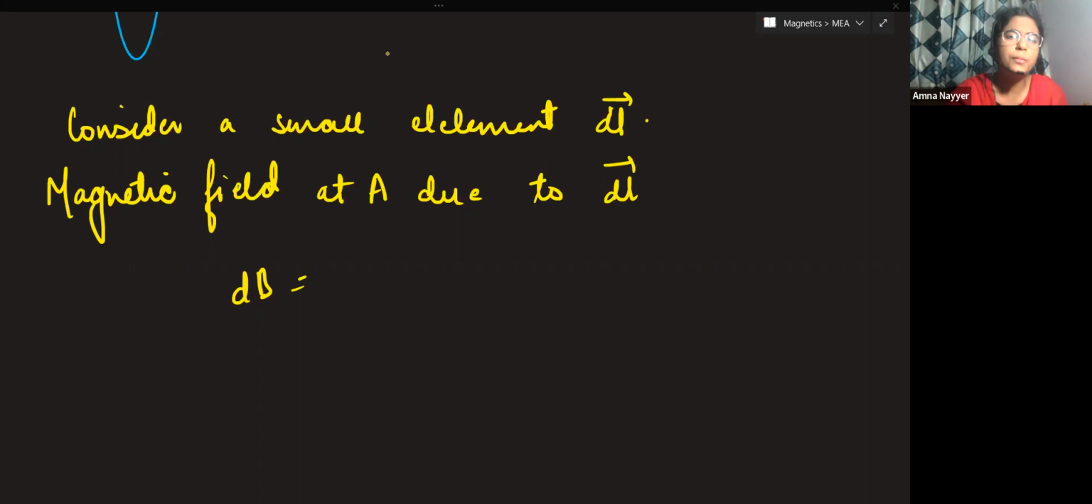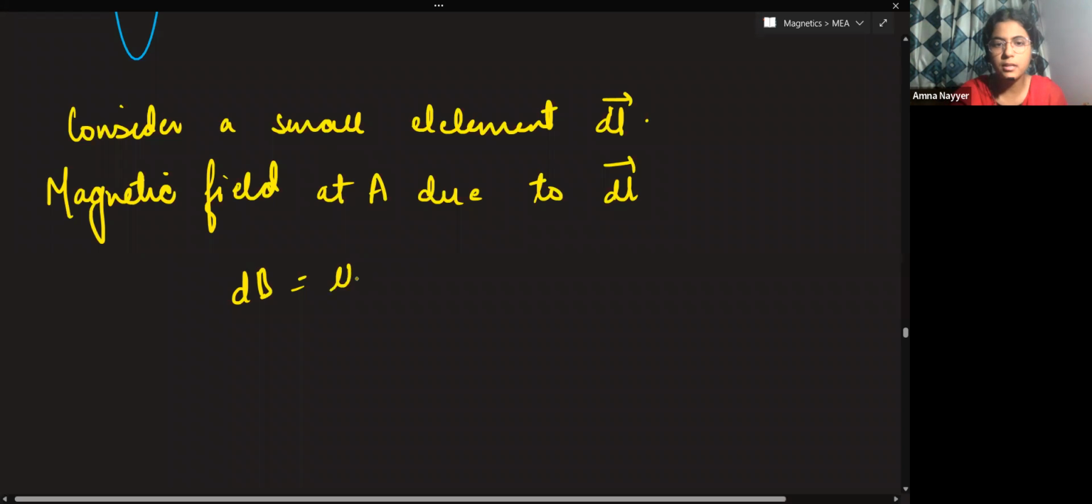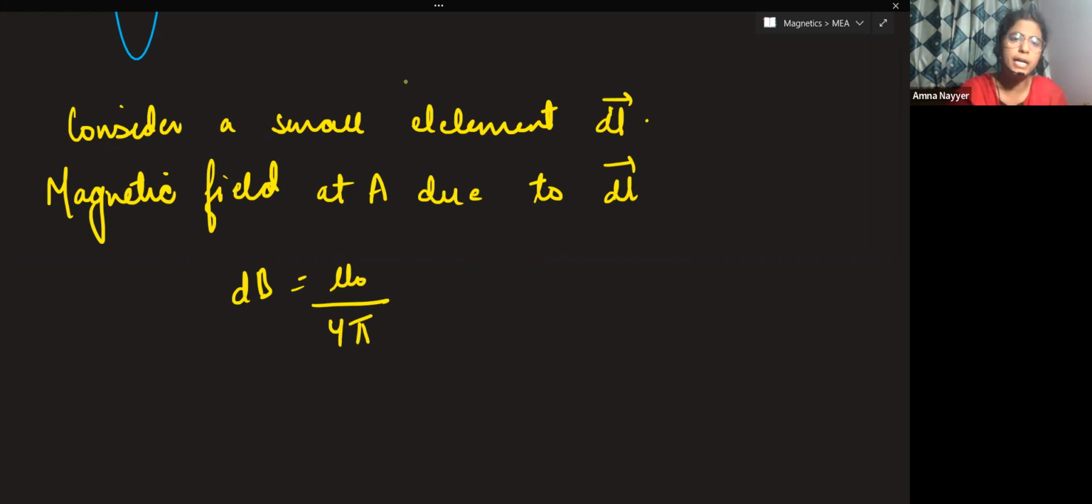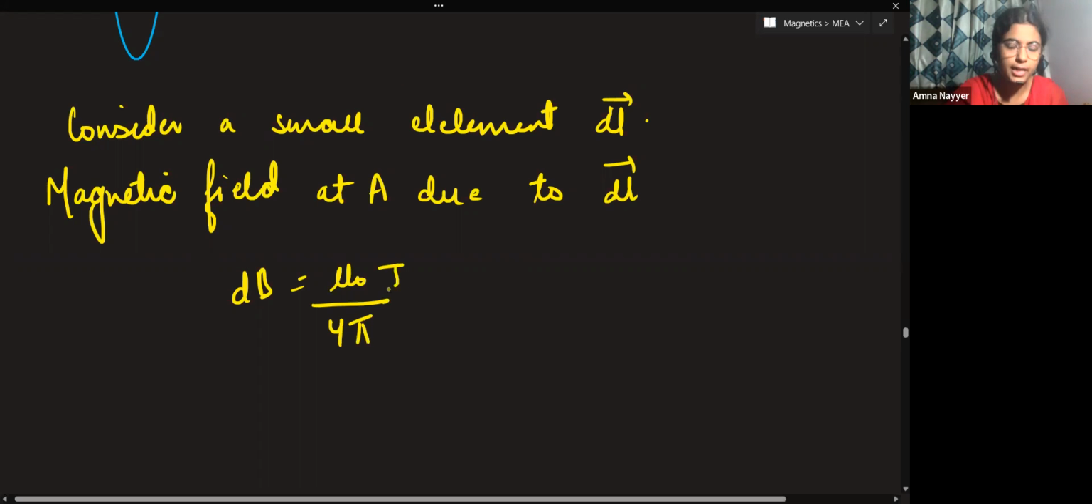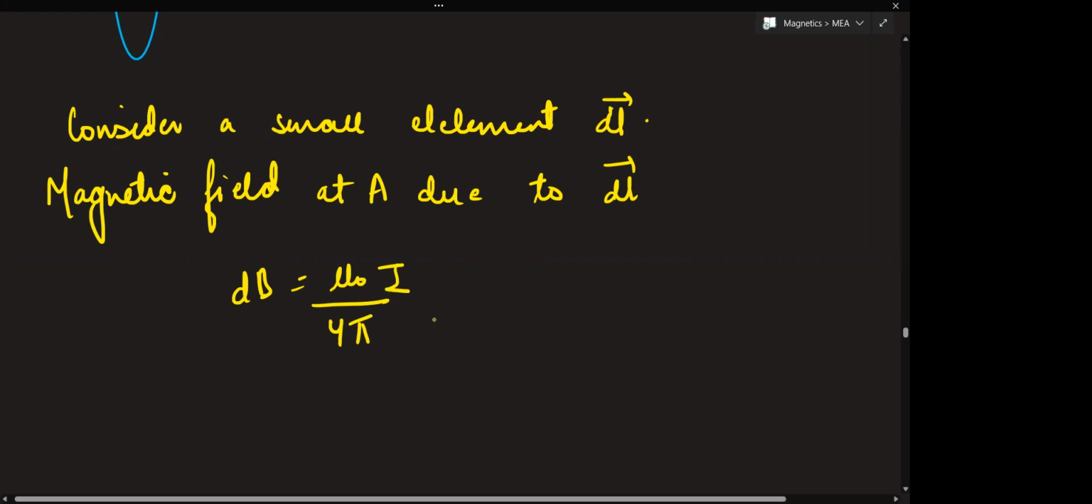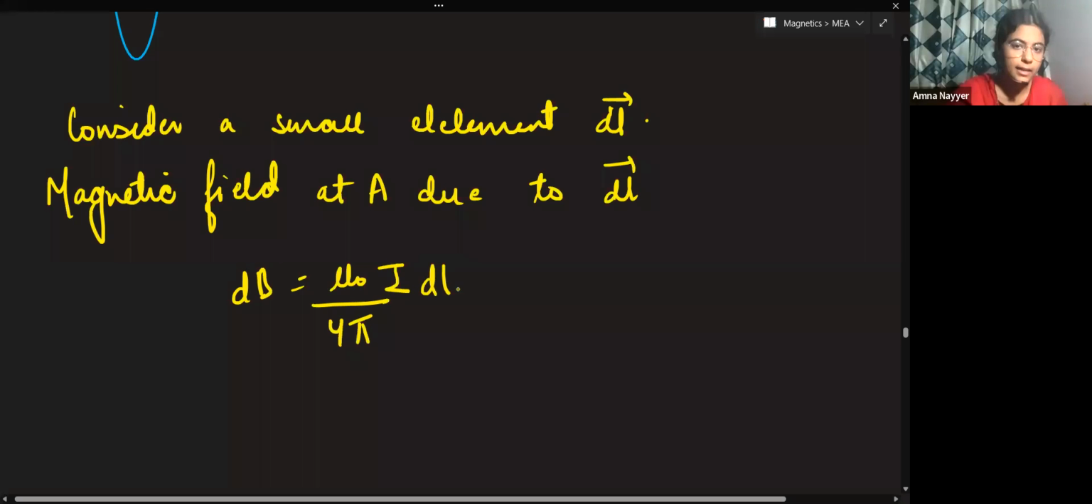All right. So do you remember on which things the magnetic field depends? On what quantities was the magnetic field proportional to? See, mu naught by 4 pi is the constant. Current? Yes or no? It depends on current I. Anything else along with it? DL, that current element, sine theta.